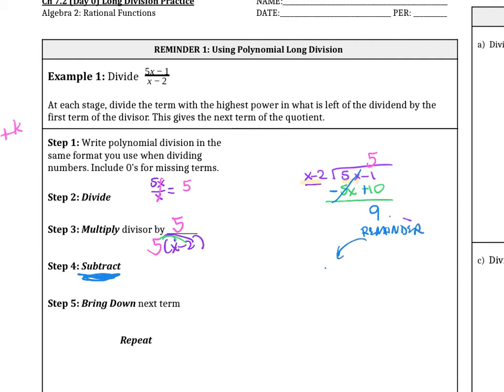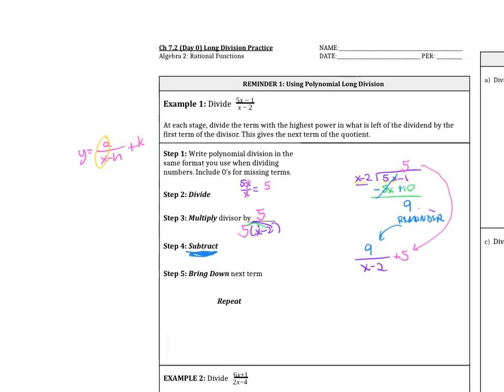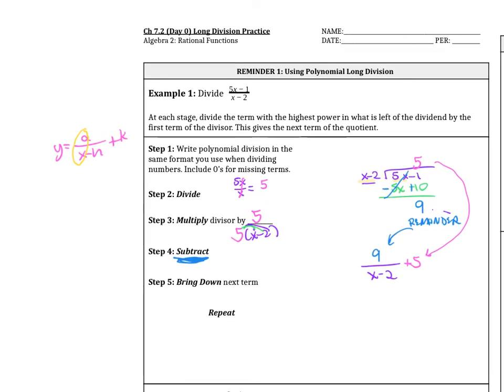So this is what you write. The remainder 9 over x minus 2, and then plus the quotient of 5. So that goes here. The reason why we're writing it in that way as opposed to what we used to write is because we want to be able to graph it and we want it to look like this form, the a over x minus h plus k.